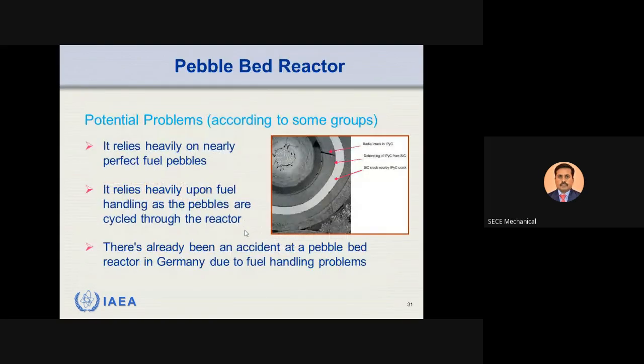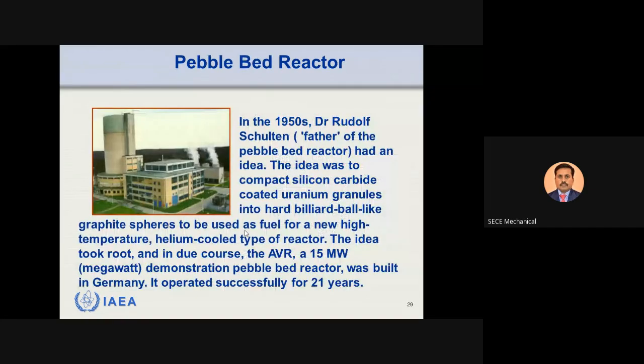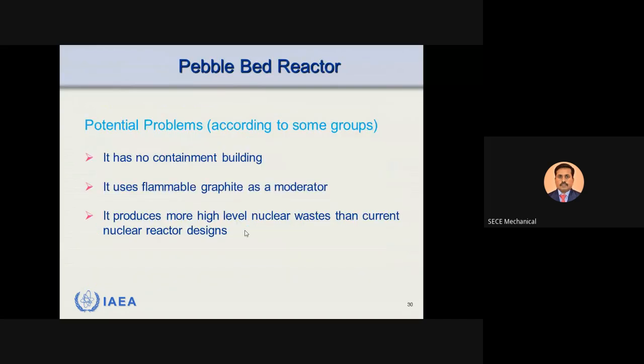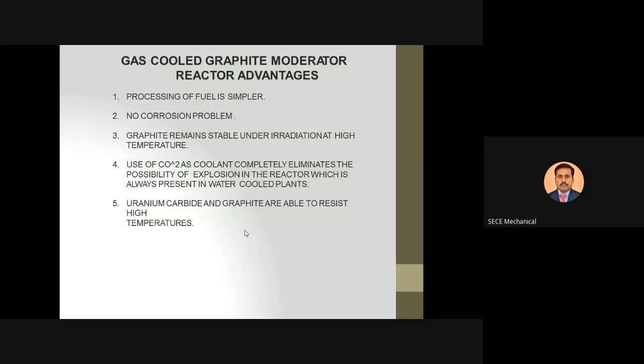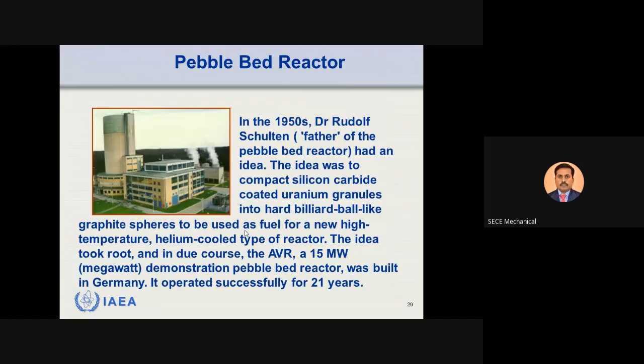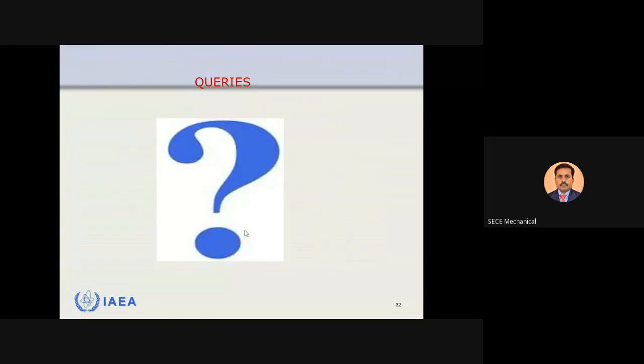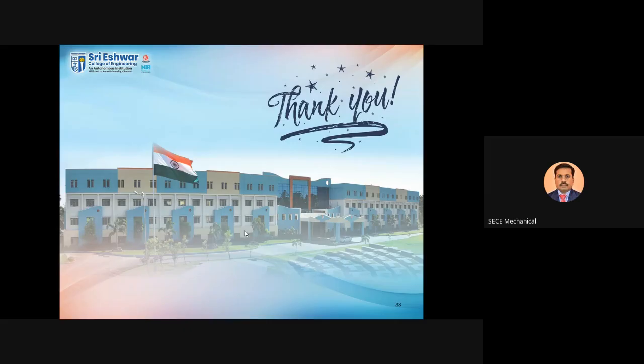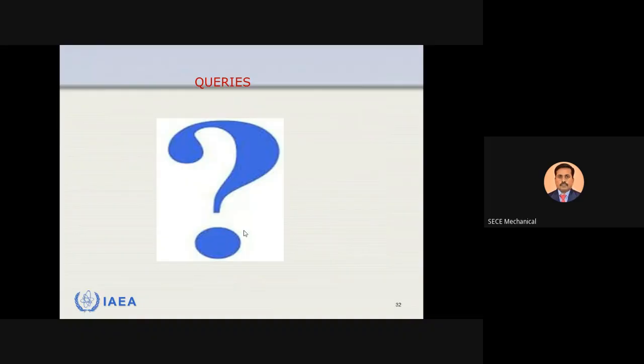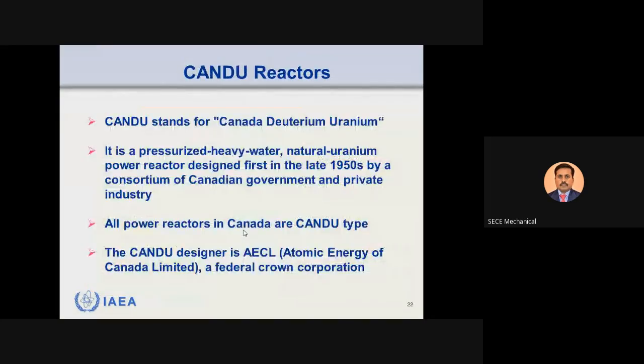And some other pebble bed reactors are also used nowadays. It is used for cycled process like reactor purposes. They use the pebble type. So these are some of the advancements. In the pebble type reactor, helium gas is used. Normally CO2 is used in the case of gas cooled graphite moderator, but in a pebble bed reactor, helium gas is used as a coolant. So these are the things you should know.